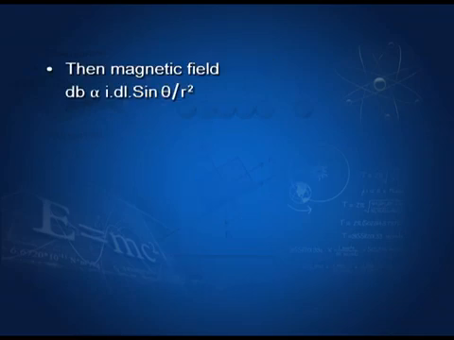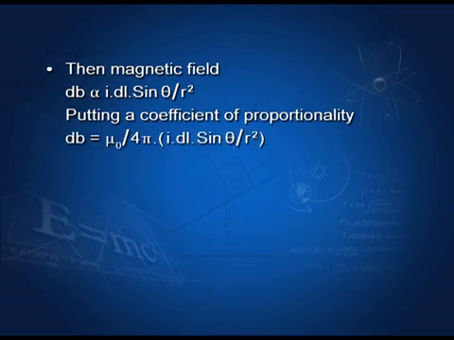Then the magnetic field dB is directly proportional to the current flowing through the conductor. It is directly proportional to the current element, say length dl. It is directly proportional to sine theta and inversely proportional to the distance squared. Combining all these parameters, we get dB is directly proportional to I dl sine theta divided by r squared. Putting a coefficient of proportionality mu naught upon 4 pi, we get dB equals mu naught upon 4 pi, I dl sine theta upon r squared.